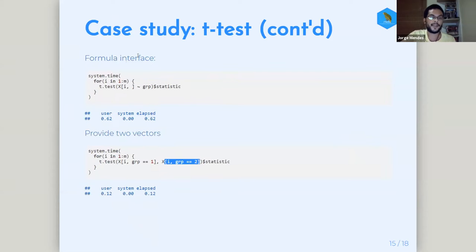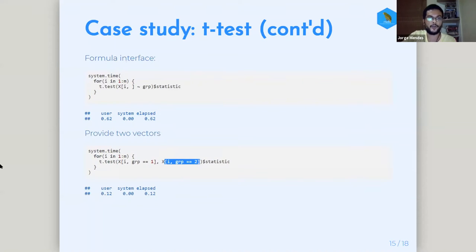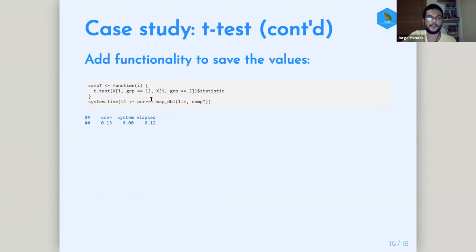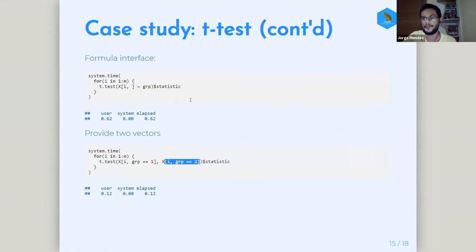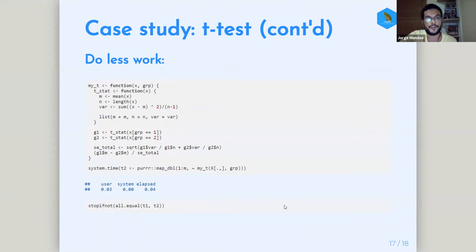But we want to make this even faster. First we have to save the values because the for loop just calculates and prints. And now use purrr to save the values. For some reason, purrr takes about the same time. I think the system.time doesn't print a lot of numbers, but it's just a little faster, not much difference.